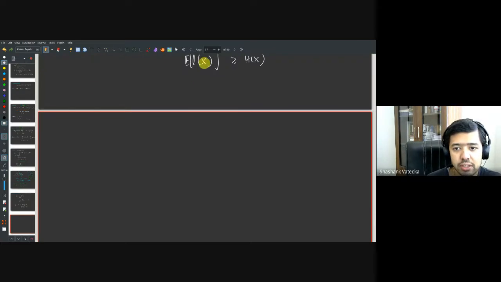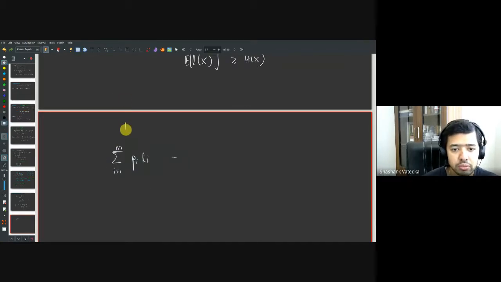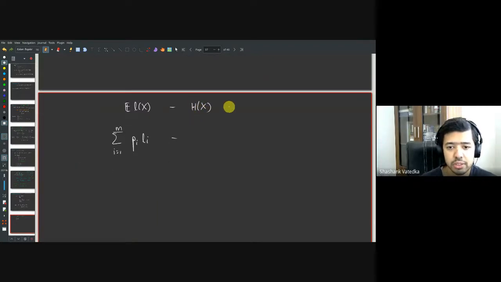So let us look at the quantity on the left-hand side. This is summation i equal to 1 to m of p_i l_i, and let us take this minus the entropy. We'll start with the expectation of L(X) minus the entropy. All we have to show is that this difference is always greater than or equal to 0. So we have summation p_i l_i, which is the expectation of L(X), and the entropy, as we know, is summation p_i log 1 over p_i.